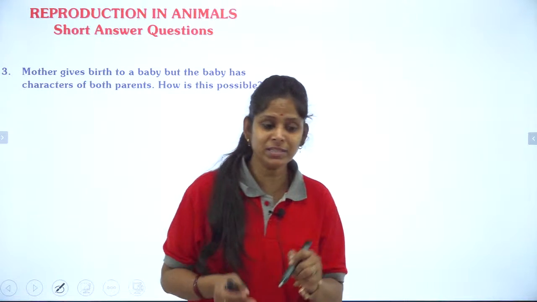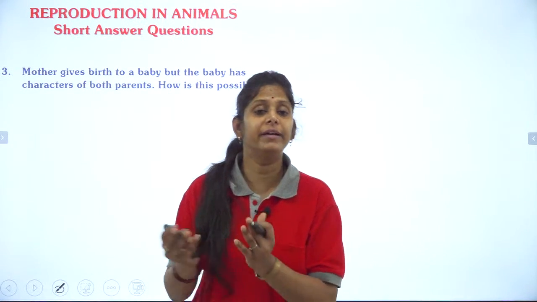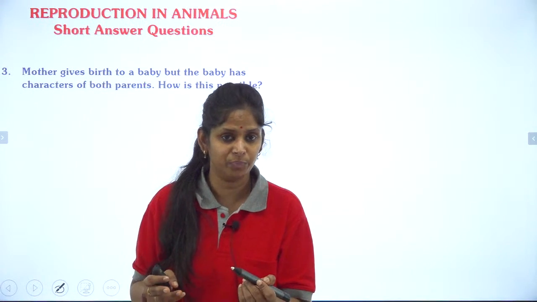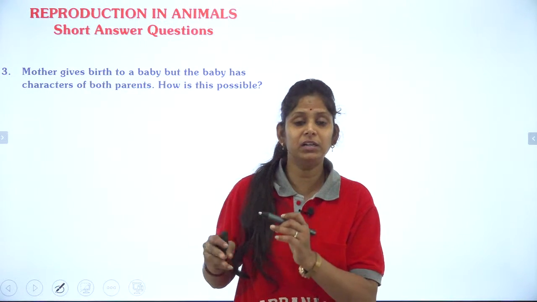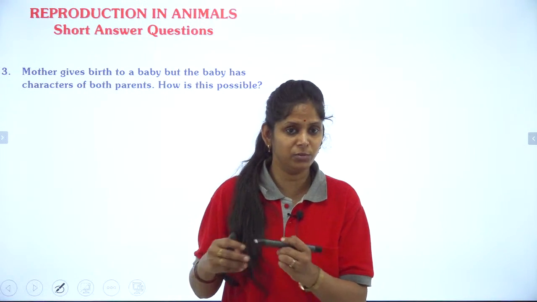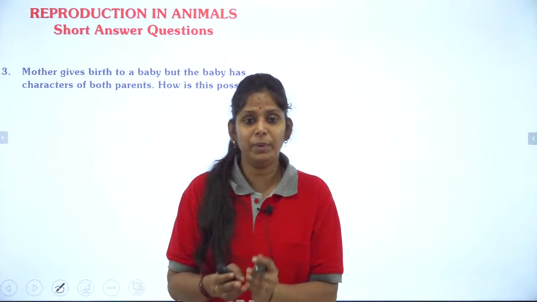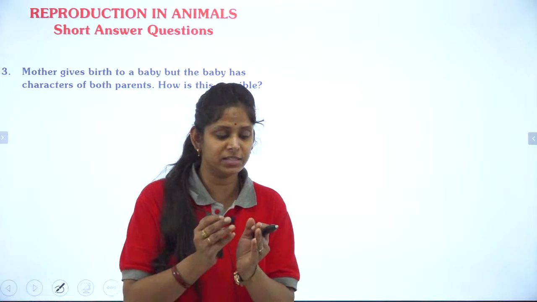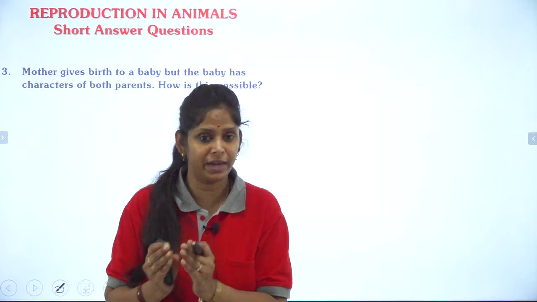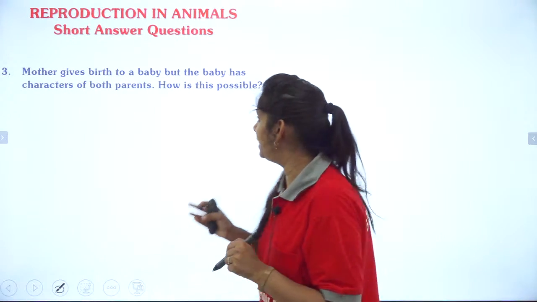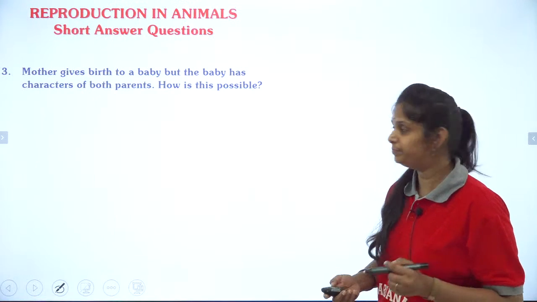And then what happens? This zygote starts dividing repeatedly to form a ball of cells. This is called an embryo. Then this embryo further develops and changes into a fetus, and this fetus develops into an individual, an offspring. Clear? So you can see a baby is formed from the zygote, and this zygote consists of the characteristics of both parents. This is the reason why a baby has characters of both parents. Clear?